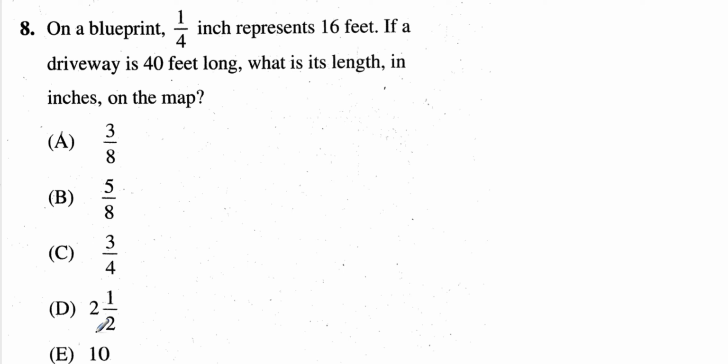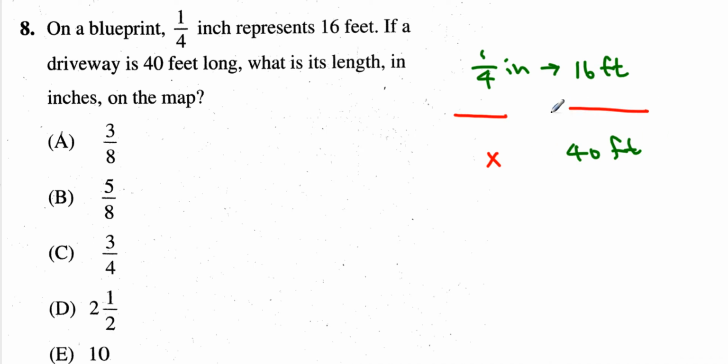Number 8. On a blueprint, a quarter inch represents 16 feet. So 1/4 inch represents 16 feet. If a driveway is 40 feet long, what should be the number of inches on the map? So all I have to do is set it equal to x and make a proportion. So in fact, 1/4 over x is equal to 16 over 40.